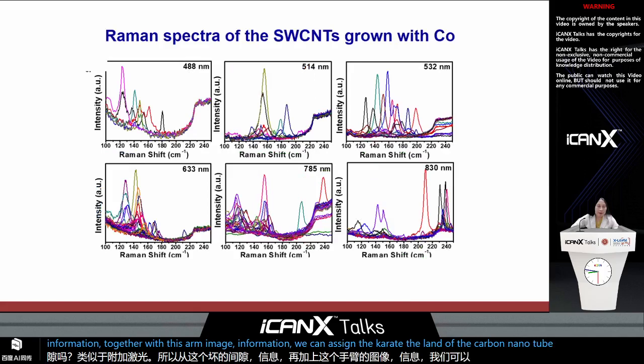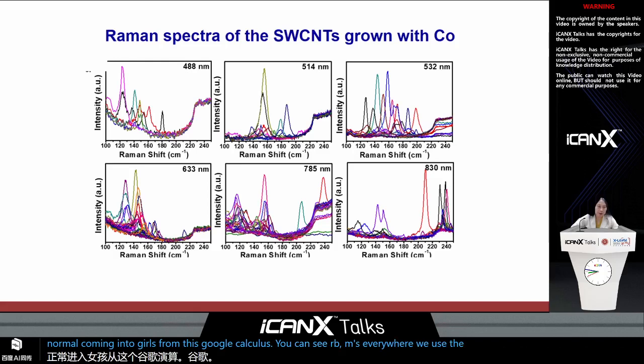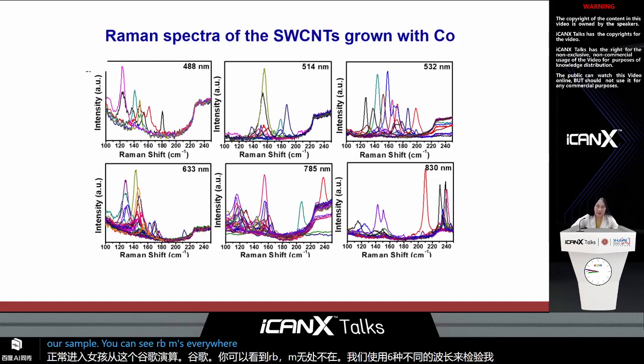For normal carbon nanotubes grown from the cobalt catalyst, you can see RBMs everywhere. We used 6 different wavelengths to check our sample, and we can see RBMs everywhere. That means there is no selectivity at all.